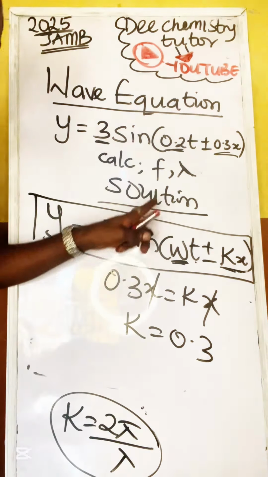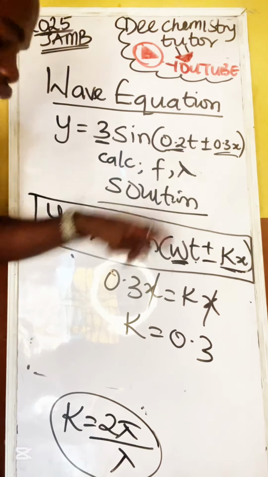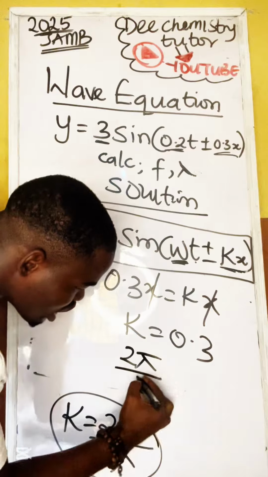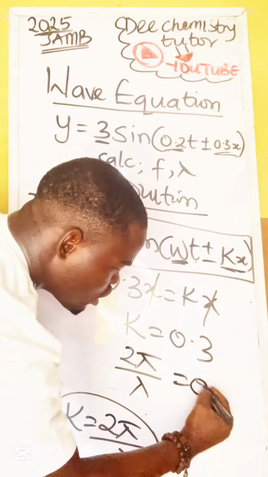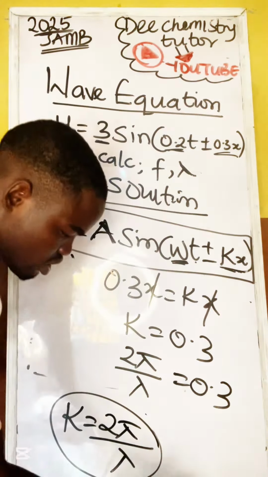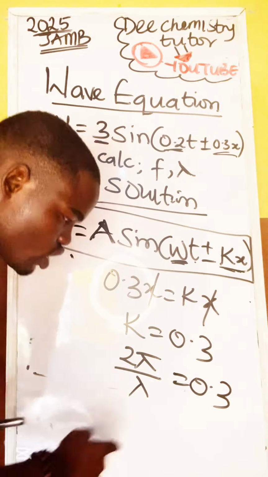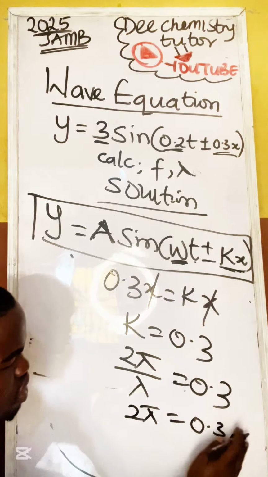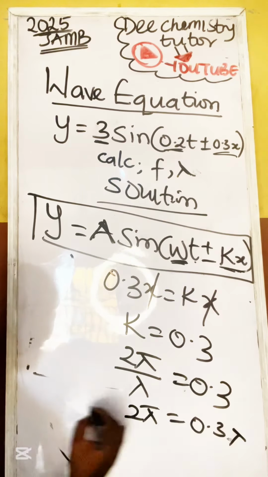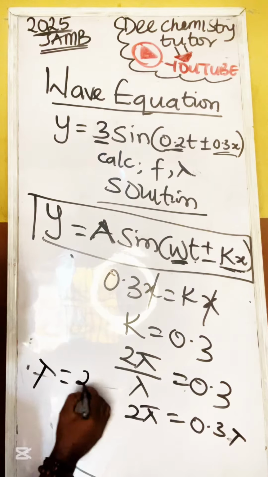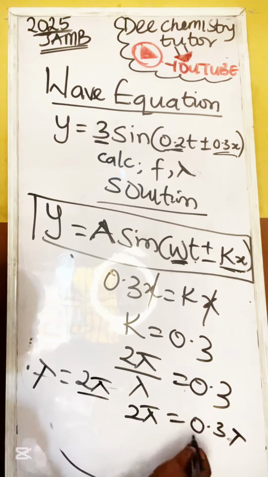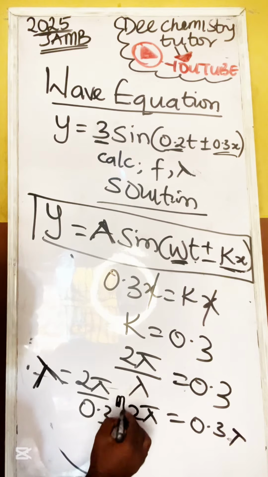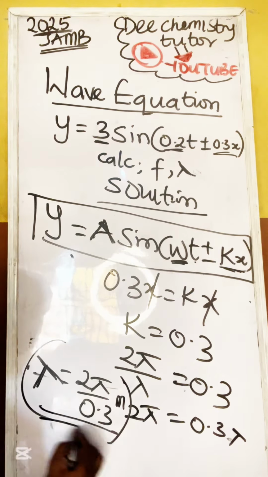Now, they did not ask me to calculate k. They asked me to look for lambda. So since I know that k is 2 pi over lambda, that equals 0.3. From here, my work is easier. I will just say 2 pi equals 0.3 lambda. Since I need lambda, lambda will be equal to 2 pi over 0.3. Don't forget that the unit of lambda in this case will be meters. So that is the answer.